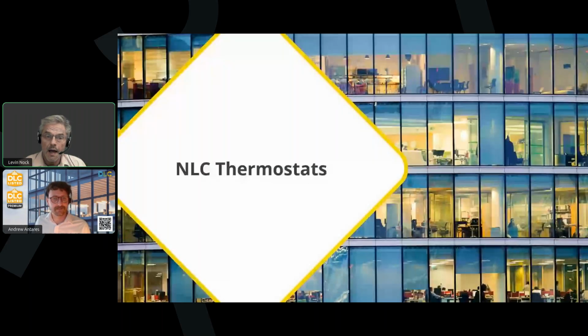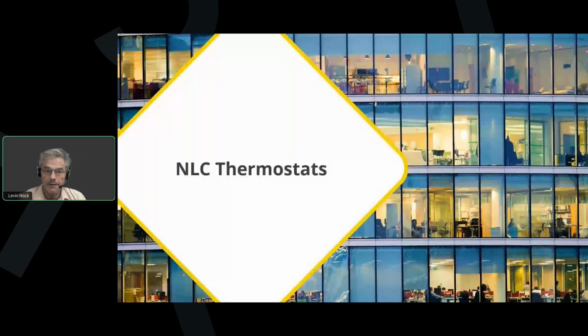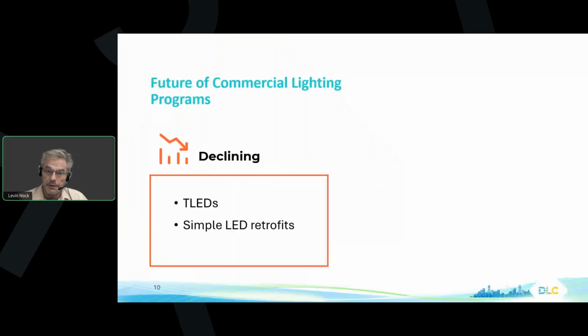Thanks, Andrew. Over the past few years, the DLC has been exploring how interoperability in network lighting controls can enhance energy savings. This year, we're focusing on thermostats that can easily receive occupancy data from lighting control systems. I'll start with the reason why we're doing this. Fundamentally, the DLC helps energy efficiency programs for commercial lighting incentivize the supply chain for energy efficient LED lighting and lighting controls to deliver energy savings.